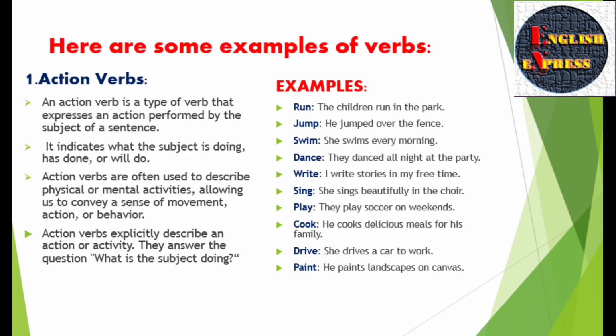First one is action verbs. An action verb is a type of verb that expresses an action performed by the subject of a sentence. It indicates what the subject is doing, has done or will do. Action verbs are often used to describe physical or mental activities, allowing us to convey a sense of movement, action or behavior. Action verbs explicitly describe an action or activity.